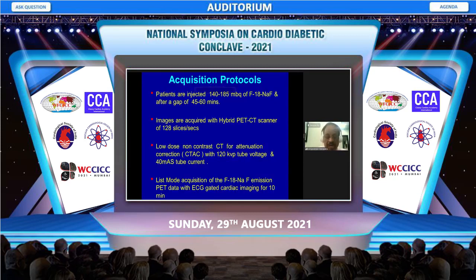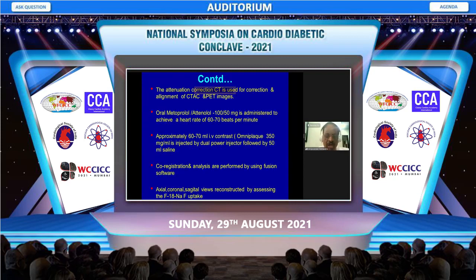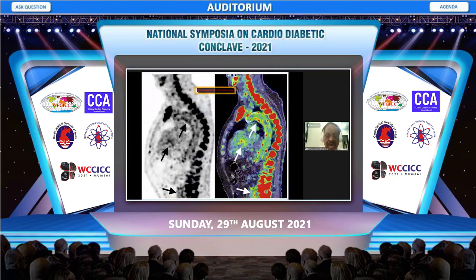Acquisition protocol, I will not go into that, and all the preparations, that is not the point here. Here I can show you a sodium fluoride image. We started with the big arteries. Here you can see the thoracic aorta, and the myocardium is also showing a hotspot area. It has detected the microcalcification and atheromatous hot plaque.